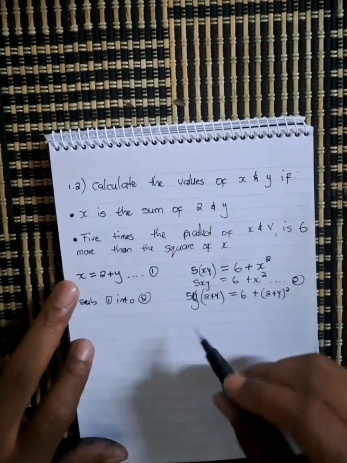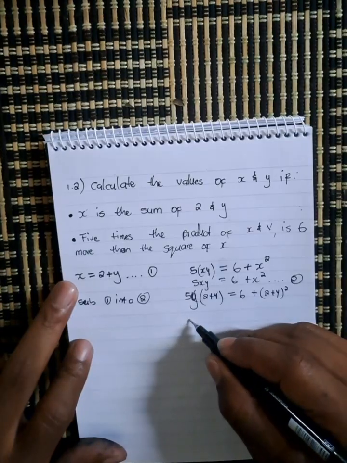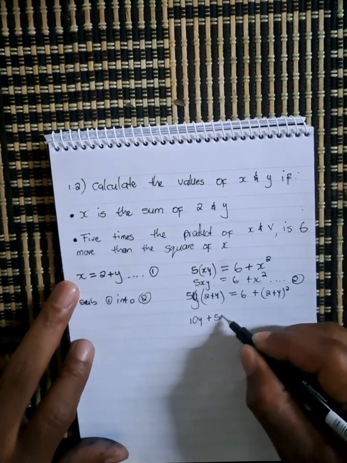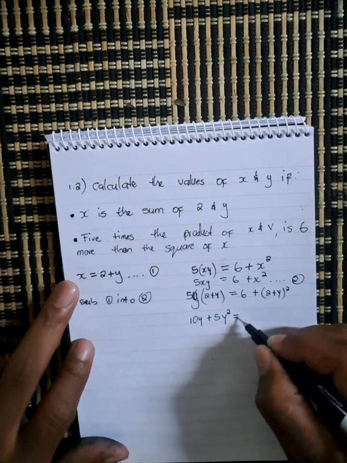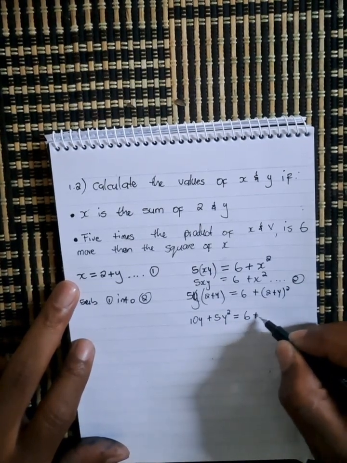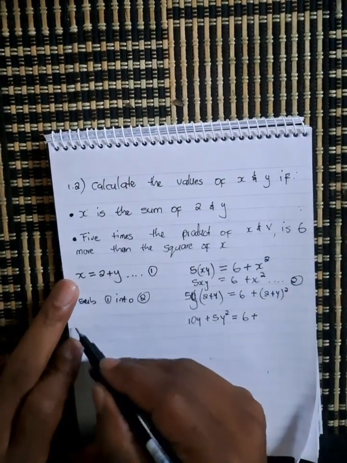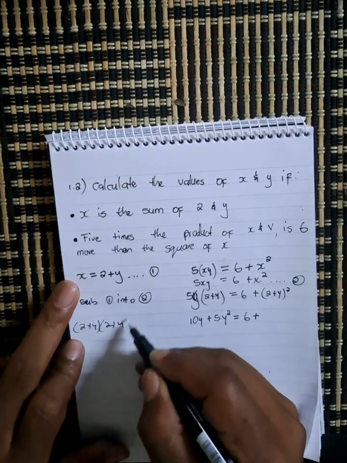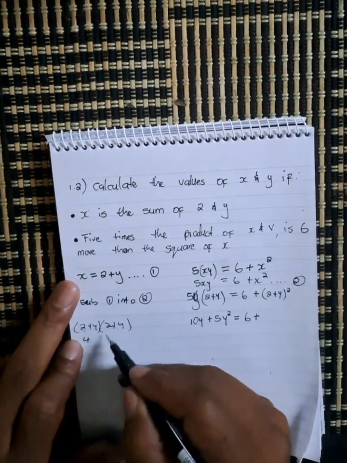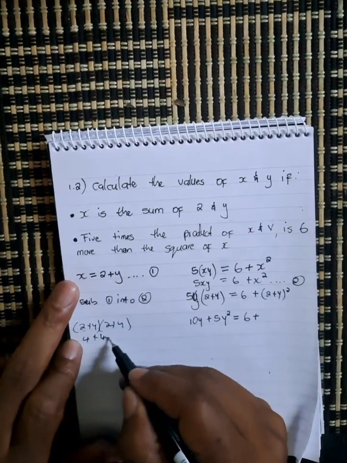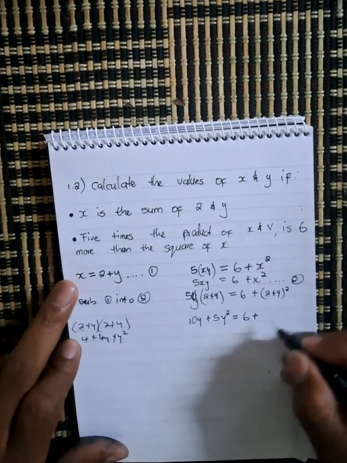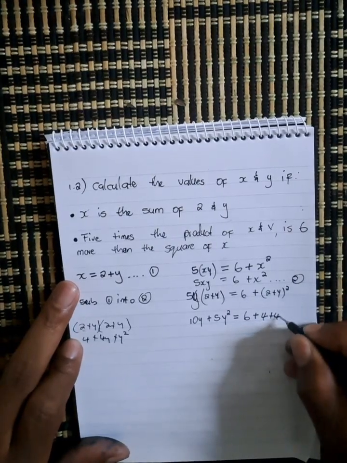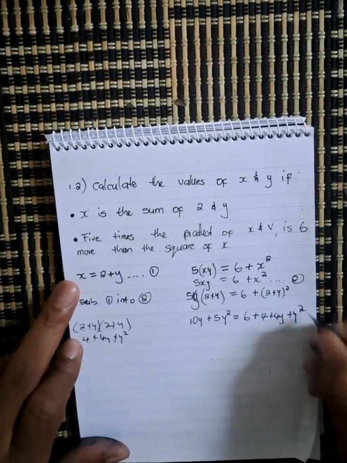Okay, so let's multiply it inside. It's going to be 10y plus 5y squared equals 6 plus, obviously this, 2 plus y times 2 plus y. So this is going to give us 4 plus 4y plus y squared. Let's write this: plus 4 plus 4y plus y squared.